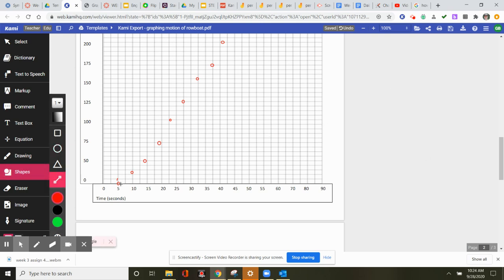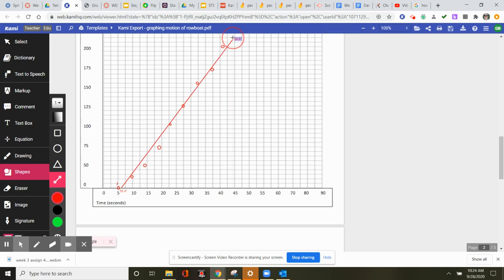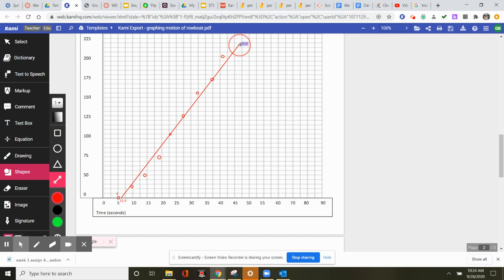And we're going to make a line that goes through the data points as well as possible. It doesn't have to touch any of them, but it needs to go as close as possible to all the data points, with some of them above and some of them below. So maybe a line that looks like this. So that's my line. I'm not finished. I need to find the slope of the line.